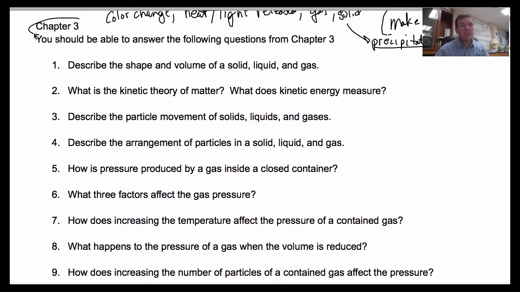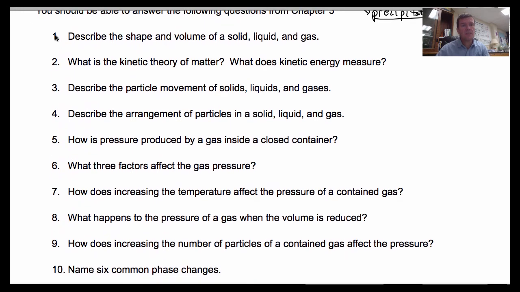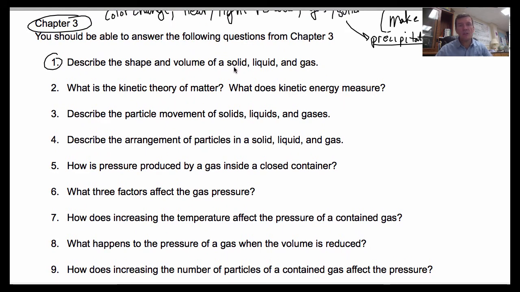All right, chapter 3, we talked all about states of matter, solids, liquids, and gases, and we took a lot of time, we focused on gases as well. So let's look at these. Describe the shape and volume of a solid, liquid, and gas. You need to know that a solid has a definite shape and volume. That means it's not going to change if you just put it into a different container or put it on the table. It's not going to conform to the container that you put it in.